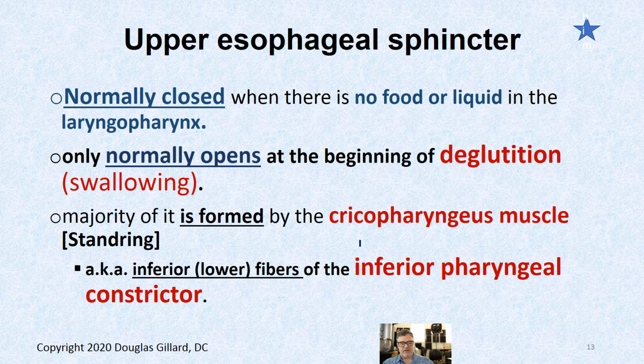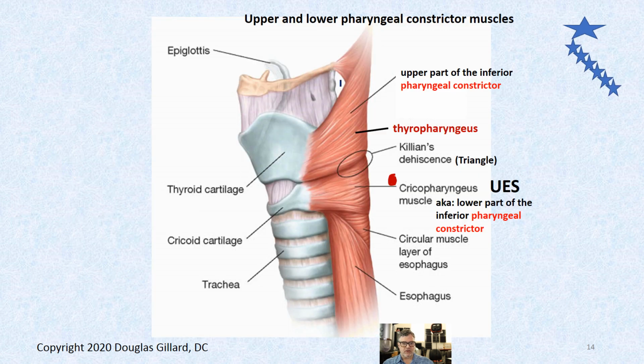So what's the deal with this upper esophageal sphincter? Who makes it? There's a muscle called the cricopharyngeus muscle that makes it. This is out of Standring, that's the big, thick Gray's Anatomy. AKA the inferior pharyngeal constrictor. Let's take a look at it.